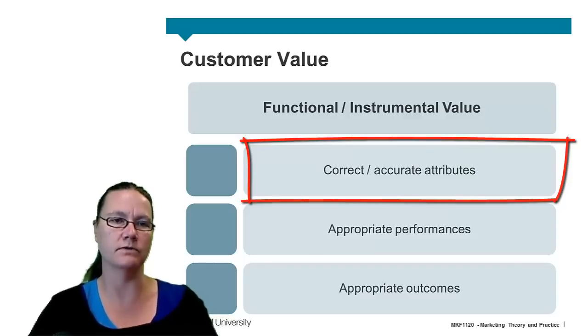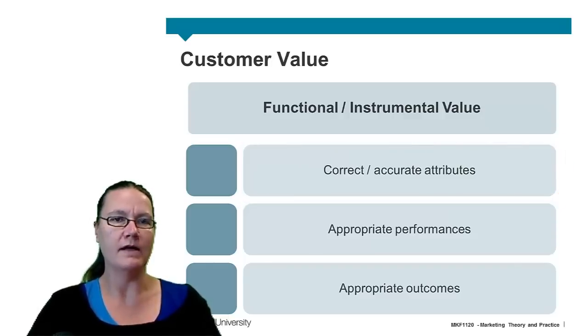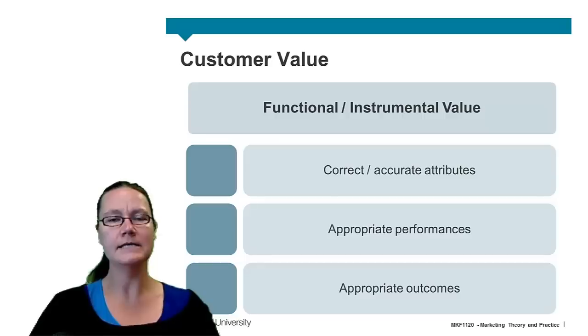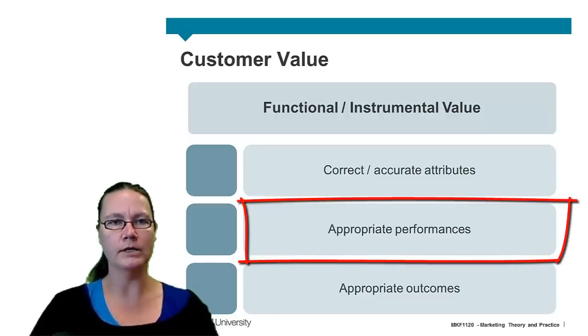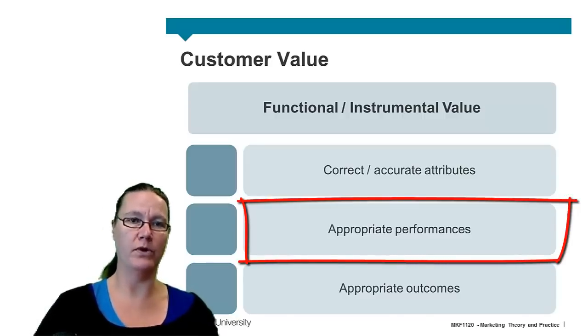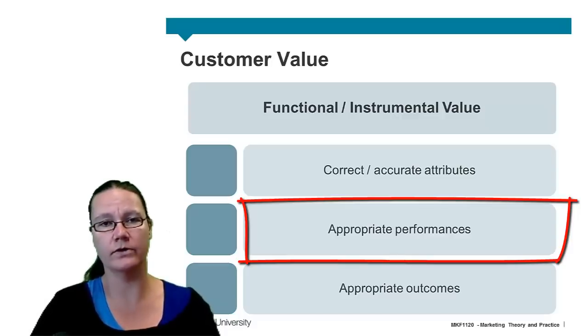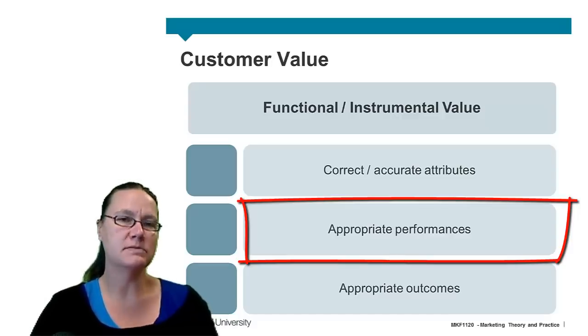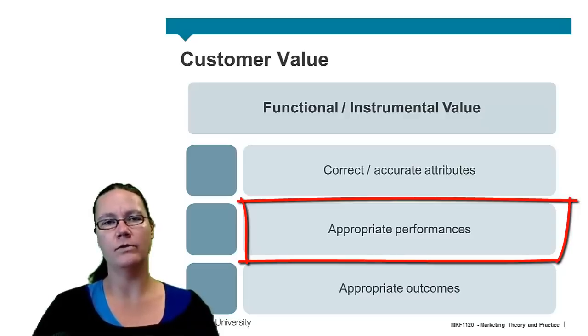We can choose those, and different people will want different quantities of these attributes and different amounts of them. The other type of value we've got here is, does it perform appropriately? So does it do what we need it to do? It might have all of the components, but maybe they don't always work. Maybe they don't work in the way we expected them to, or in the way that we wanted it to.